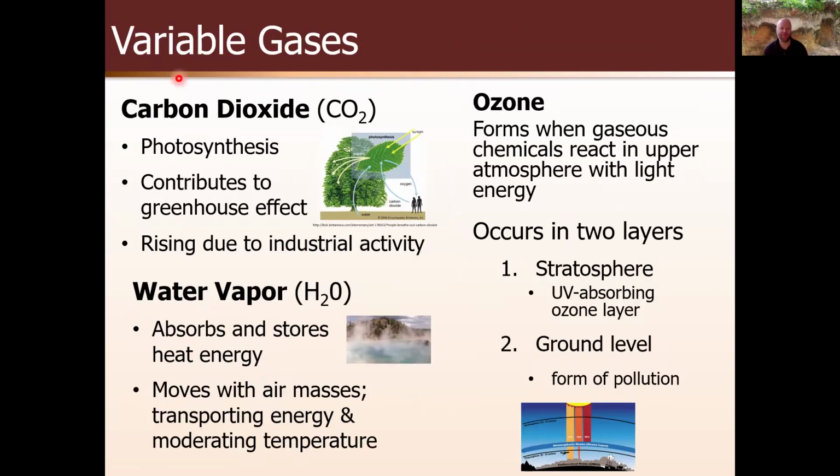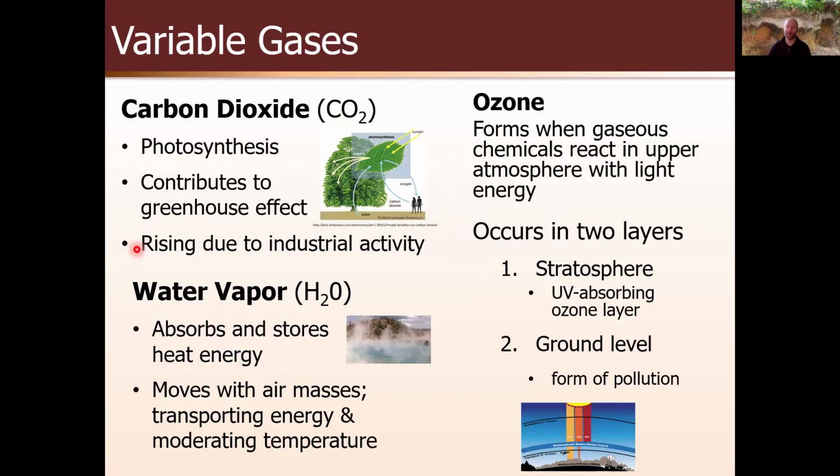And so let's just focus on a few of these variable gases for a moment. Carbon dioxide is essential to life on Earth through its role in photosynthesis. It also contributes to the greenhouse effect, which helps regulate Earth's temperature because it's absorbing and re-emitting radiation. This is very much a natural process, and carbon dioxide is naturally occurring in our atmosphere.